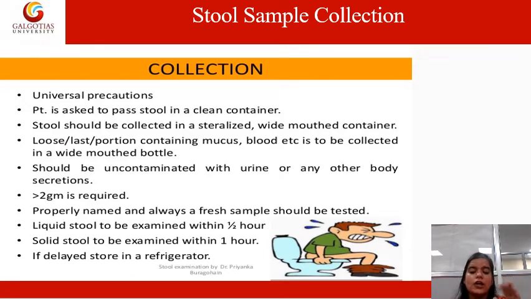If you collect the sample in a non-sterile container, there is no use. So we have to make sure the container is sterile enough. Stool should be collected in a sterile wide-mouth container with good space. A loose, large portion containing mucus, blood, etc. is to be collected in a wide-mouth bottle. It should be uncontaminated with urine or any other body secretion.